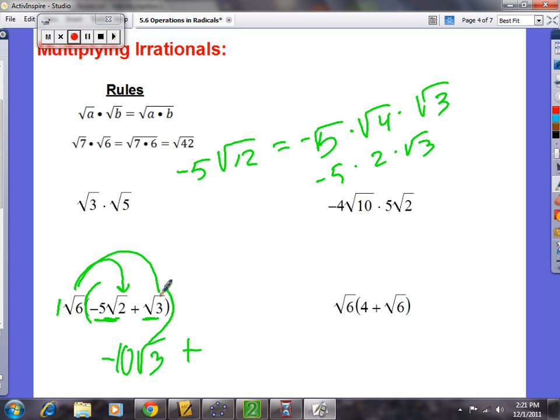Now let's multiply it to the second term. What's the square root of 6 times square root of 3? 18. Square root of 18. Sweet. We have a 9. Is that cleaned up? No. So you got 9 and 2. Square root of 9 times square root of 2.